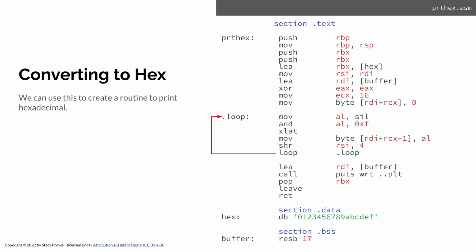We pop RBX to restore its value. We never modified the stack pointer, so we're not worried about that. And we do a leave and return. And we're done. So here's the code. We carefully follow the calling convention. The only thing we don't do is try to restore the stack pointer at the end because we don't need to. But this follows the calling convention and gives us code to print out a hex value.